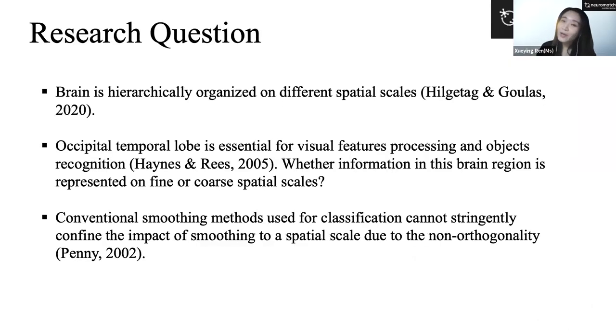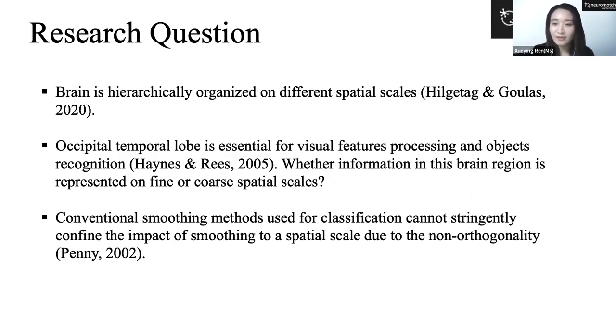So we all know that from individual neurons to larger functional brain regions, the brain is hierarchically organized on different spatial scales. The brain region that we were interested in is the occipital-temporal lobe, which is a very important brain area for visual features processing and object recognition.